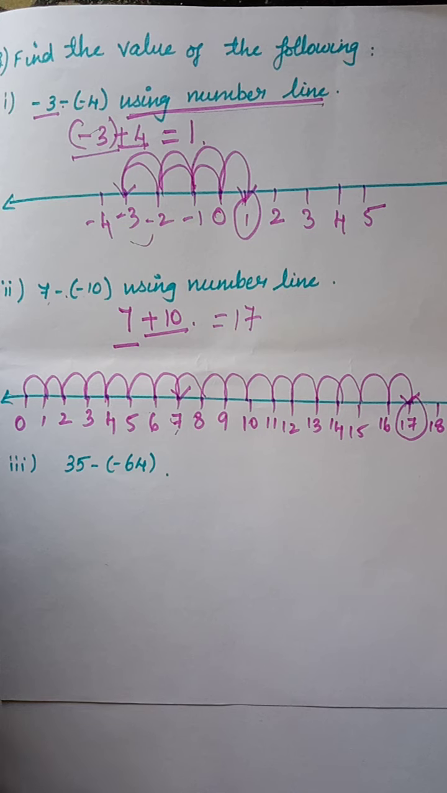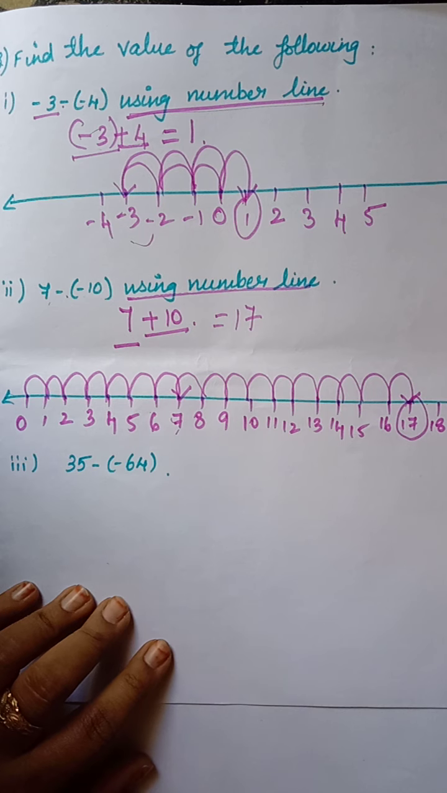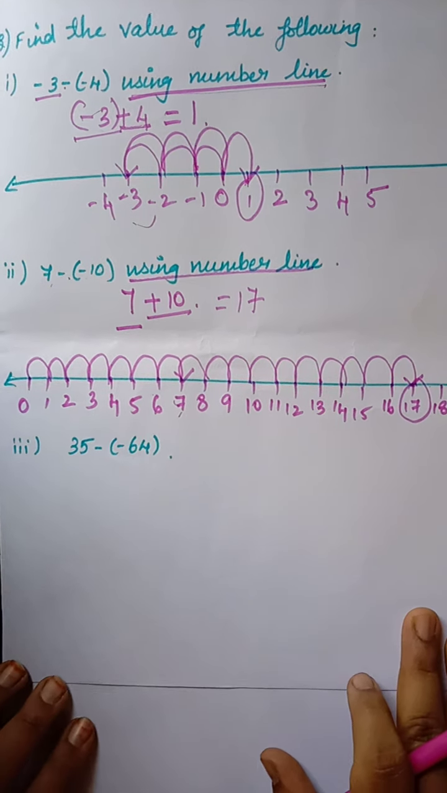Students may say, ma'am, why draw such a big line, I can tell the answer just by looking. You can say that, but you should not do that. Why? Because they have asked to use the number line. So you have to use the number line and then only give the answer. Okay, clear?